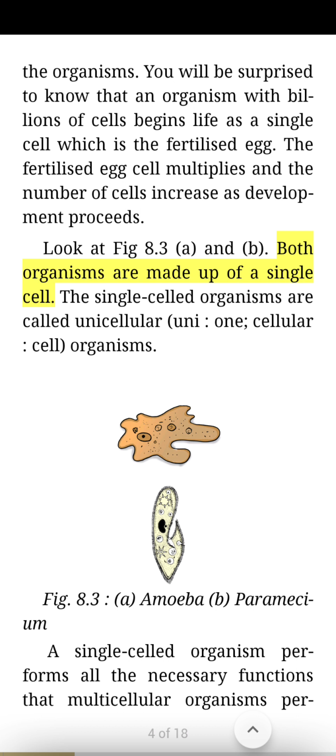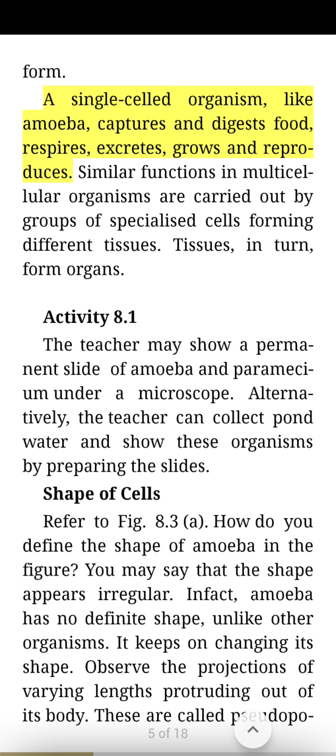Both organisms are made up of a single cell. The single-celled organisms are called unicellular, uni meaning one, cellular meaning cell. Fig. 8.3a. Amoeba, b. Paramecium. A single-celled organism performs all the necessary functions that multicellular organisms perform. A single-celled organism, like amoeba, captures and digests food, respires, excretes, grows and reproduces. Similar functions in multicellular organisms are carried out by groups of specialized cells forming different tissues. Tissues, in turn, form organs.